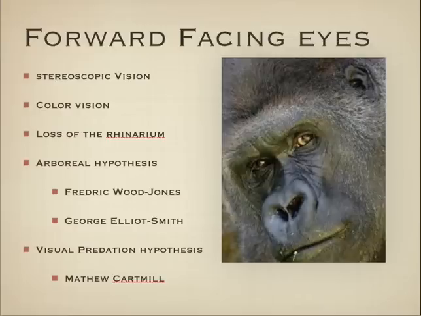Another theory as to why this is called the visual predation hypothesis. The visual predation hypothesis states that forward-facing eyes allow us to become more efficient and effective hunters, where we're able to hone in on our prey. Matthew Cartmill points out that any species that is a predator usually has forward-facing eyes, whereas species that are usually prey have eyes on the sides of their head.